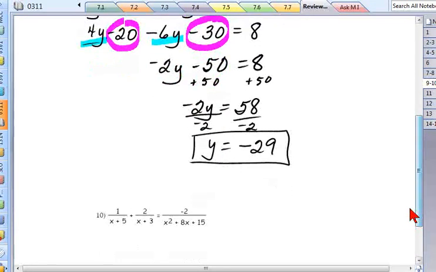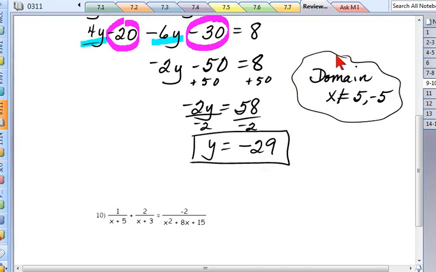So the domain was that y cannot be 5 or negative 5 in whatever order. Well, did you get one of those bad numbers? Then you're good. So if you completely forgot to do this, I would never know it. It wouldn't hurt. But it could be hurtful on number 10. So you always want to think about the domain when you're solving equations.